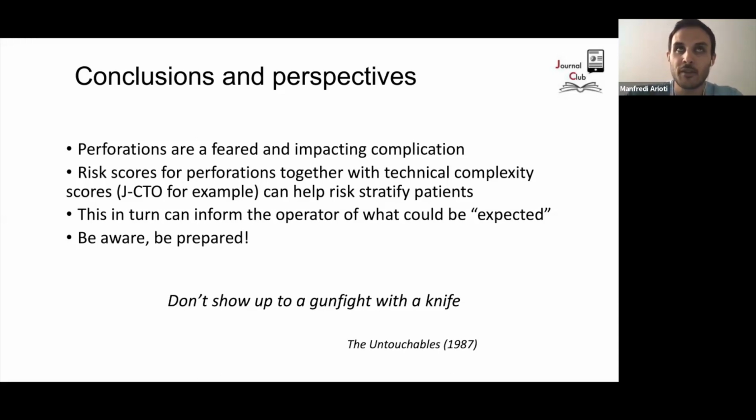So what are the risks? What are the implications? To summarize, be aware and be prepared when you have a high risk score for a perforation, and basically be equipped too. So to end with a quote from The Untouchables, don't show up to a gunfight with a knife.